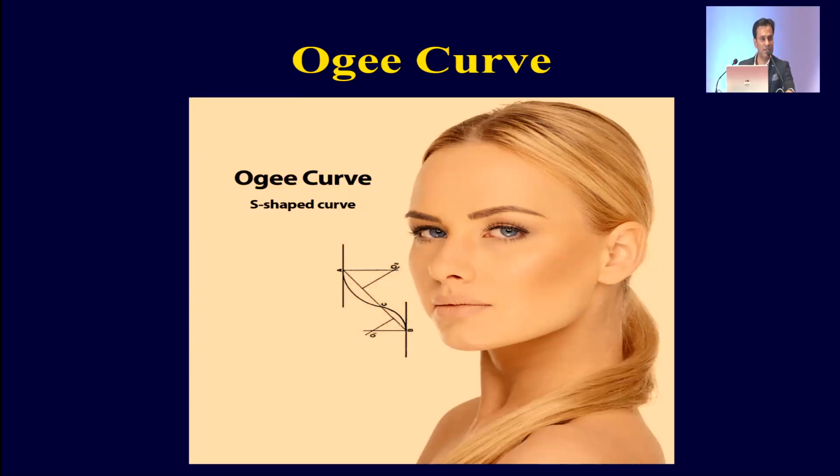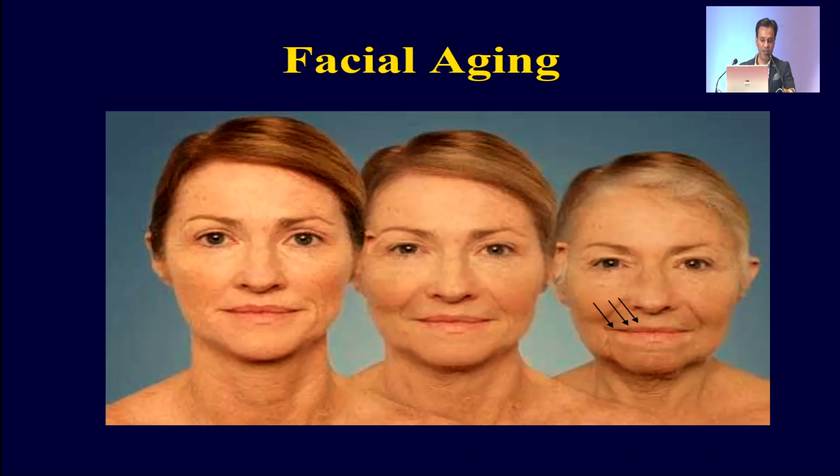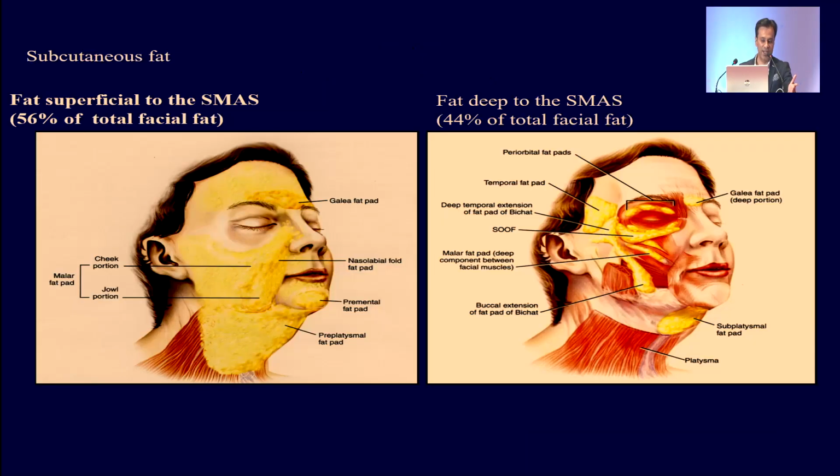Now, when you look at faces, it's the OG curve. It's basically a S-shaped curve. But in general, the most important salient point is that your tissues are moving downwards and medially, brought about by descent, which is caused by the gravitational pull. So if downwards and medial movement of the face is what's causing aging, anti-aging would be anything which causes the face to move upwards and laterally.